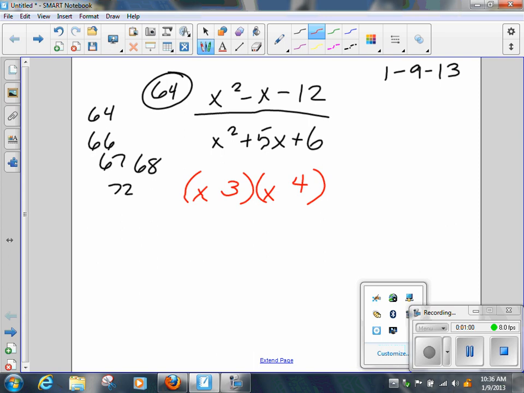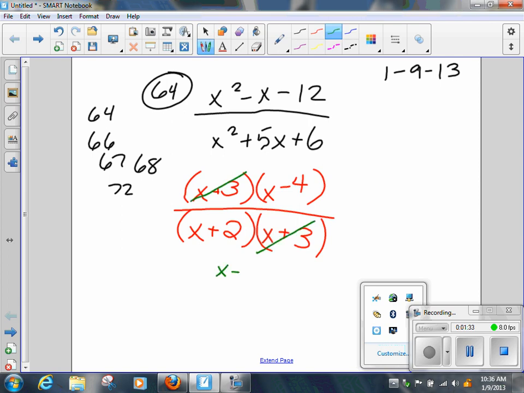Signs are different. Which one's going to be minus? The 4. And this is the tricky one. I bet I know what you did. You either did 6 and 1 or 2 and 3 or vice versa. I need two factors. The 6 is tricky, and you really have to pay attention. I need two factors of 6 that when I add give me 5. That's your 2 and your 3. They're both going to be the same. They're both going to be pluses. Cancel out your factors.